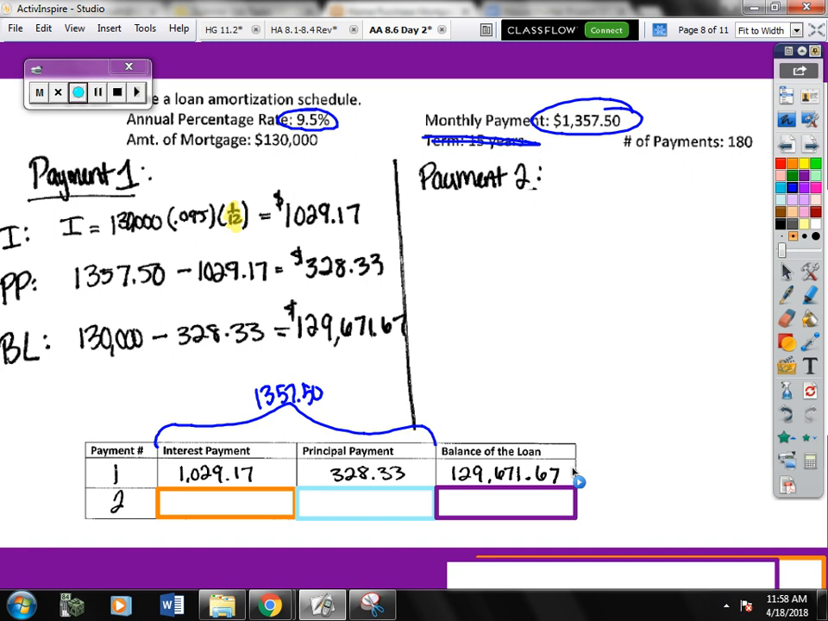And something I should have mentioned, you'll notice that the numbers stay really close together, right? But you should notice that the interest amount is going to decrease with each row. The principal amount is going to slightly increase with each row. And the balance of the loan, of course, is decreasing throughout. So if you do this and you get some drastically different number than what was in the chart for row 1, you know you've done something wrong.